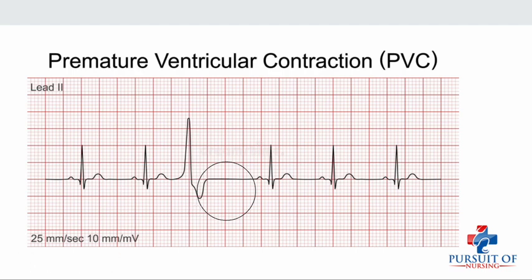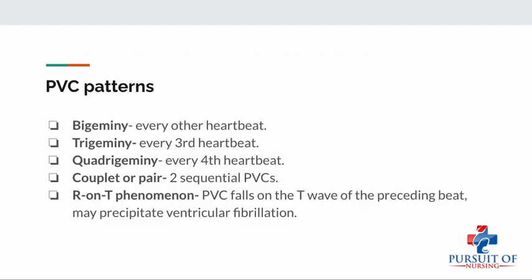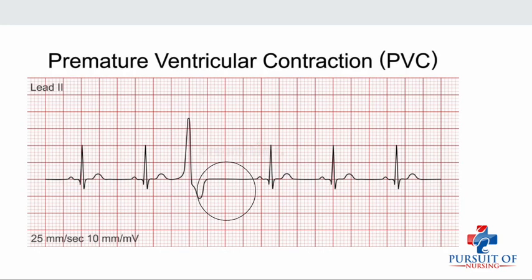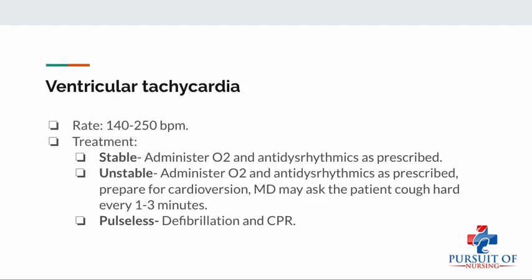It's important to remember that if a patient is experiencing PVCs, you want to only notify the MD if the patient complains of chest pain, if the PVCs increase in frequency, if they're multifocal, or if they're having different shapes, or if that R-on-T phenomenon is observed. Because remember, the R-on-T phenomenon may precipitate ventricular fibrillation. So if it is observed, you definitely want to notify the MD.